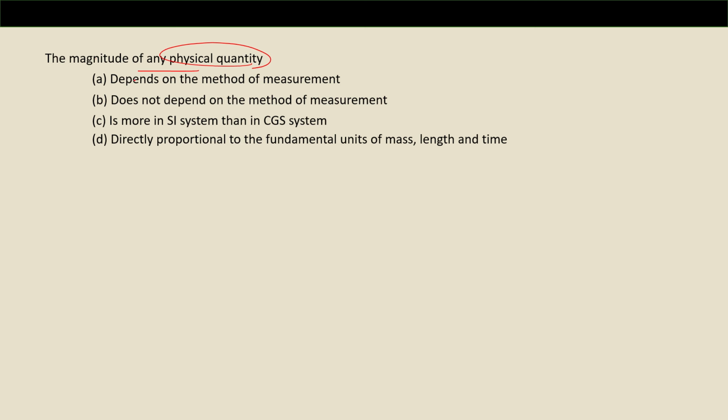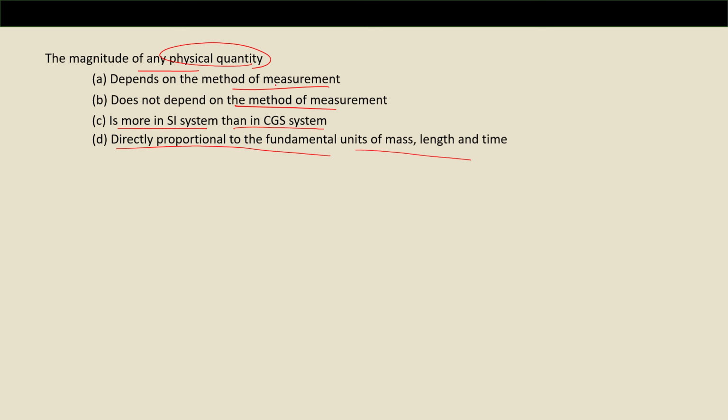So we have four options. First is what? Depends on method of measurement. Second, does not depend on method of measurement. Third, is more in SI system than in CGS system. And the next one is what? Directly proportional to the fundamental units of mass, length and time.